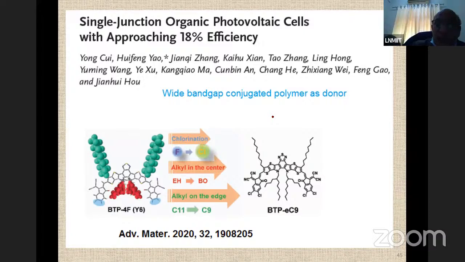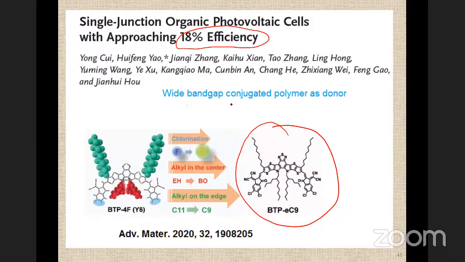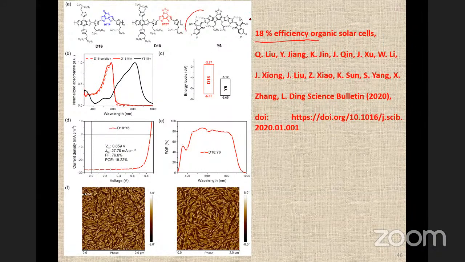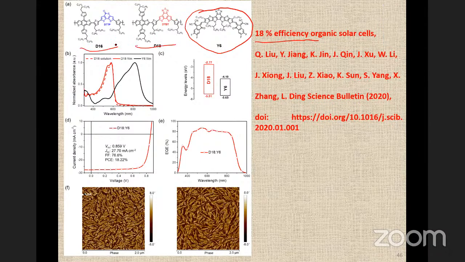Now, recently in 2020, 18% efficiency was reported using this non-fullerene acceptor, and they have used a wide bandgap donor here. Recently, 18% efficiency was achieved. Again, you can see this is your Y16, and this is the polymer donor here, and efficiency of about 18% has been reported so far.